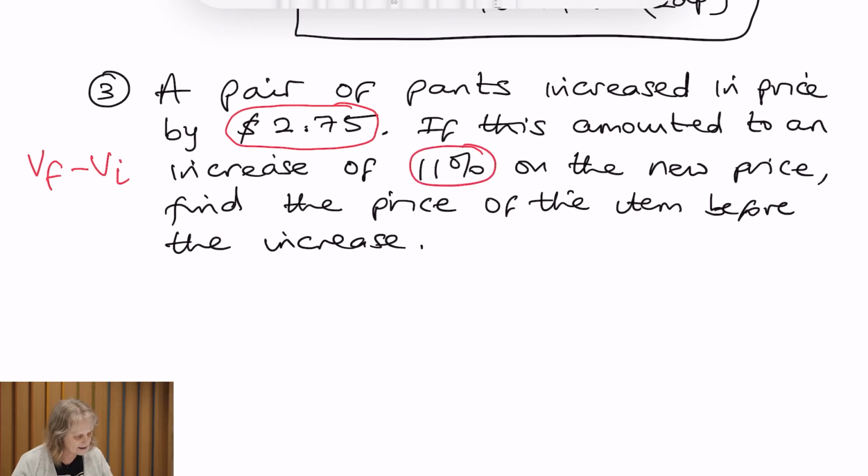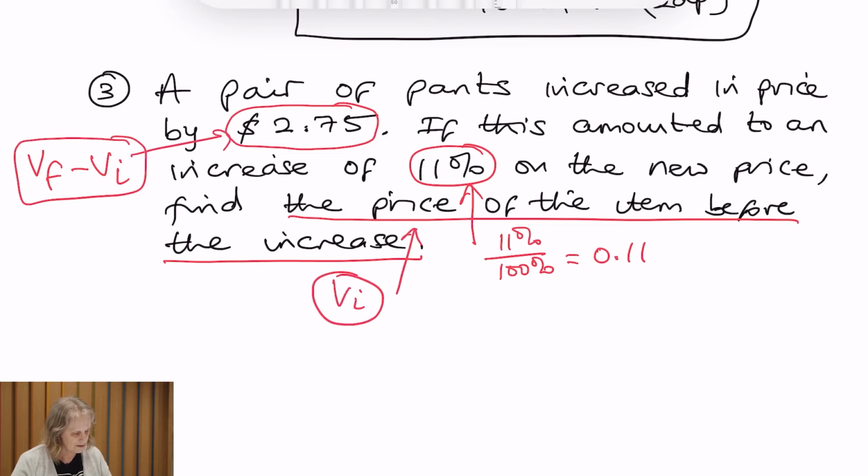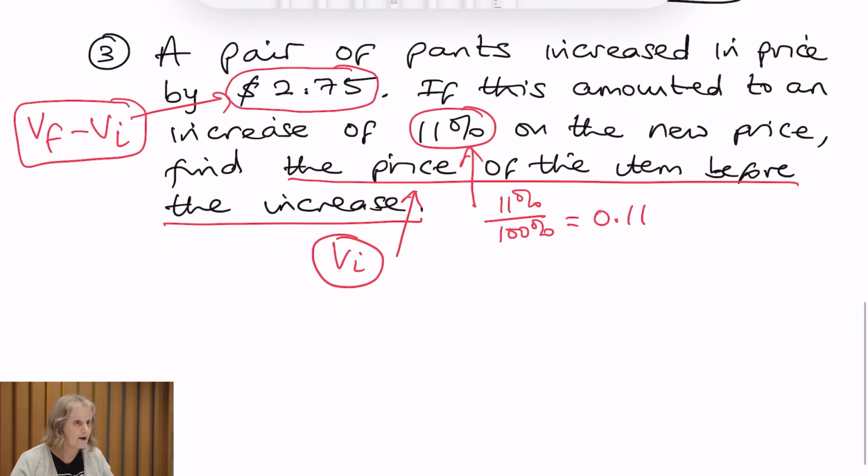Now we've got a percentage that we need to write as a decimal. So again, remember, just divide that value by 100%, and that's going to give us the decimal value that we will use in our calculator, 0.11. And the price of the item before the increase is the amount that we want to find, and this is going to be our initial value, V to the I.